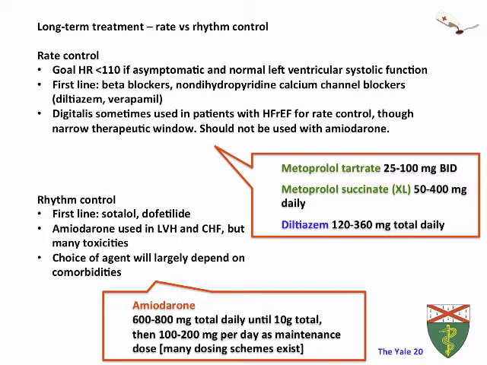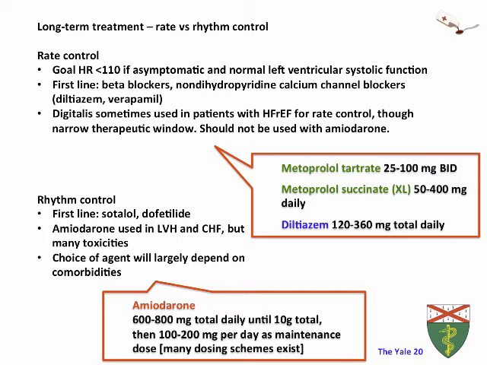Digitalis is sometimes used in patients with heart failure with a reduced ejection fraction for rate control, though it's becoming less commonly used given its narrow therapeutic window and risk of toxicity. It generally should not be used in conjunction with amiodarone.